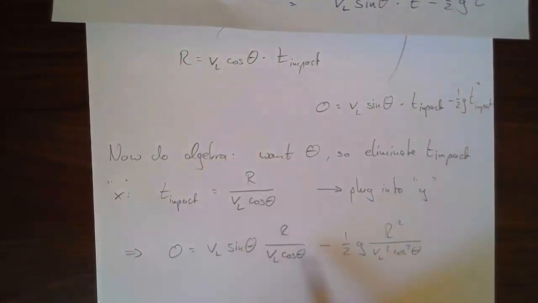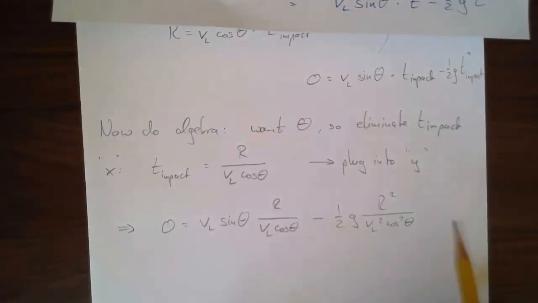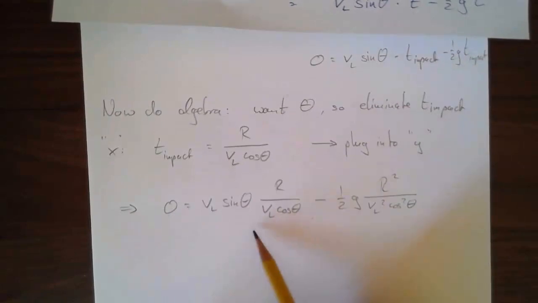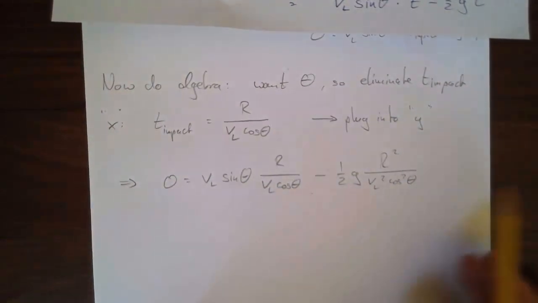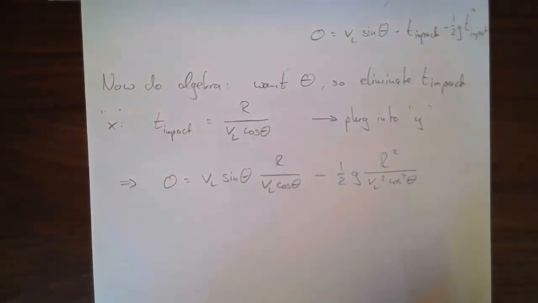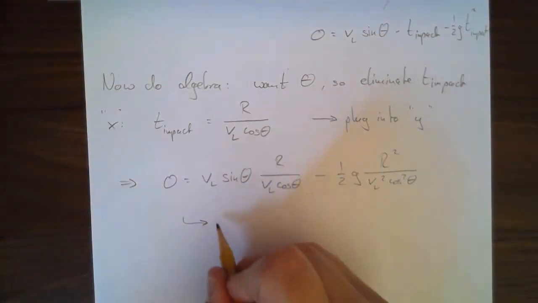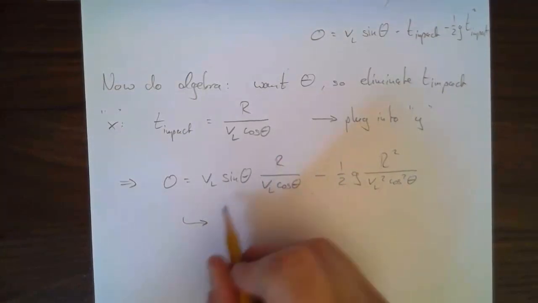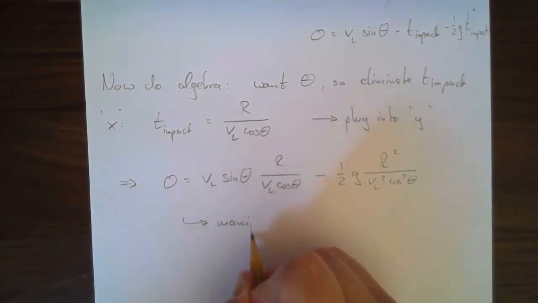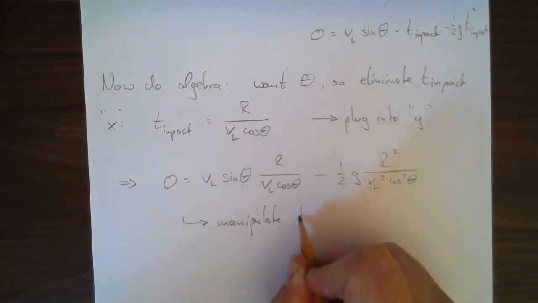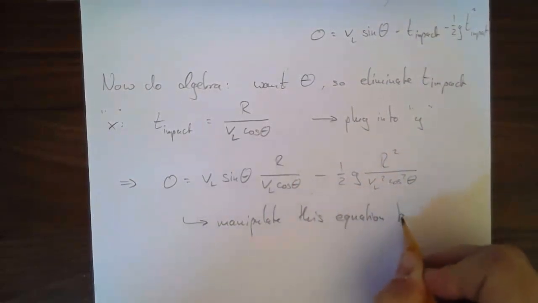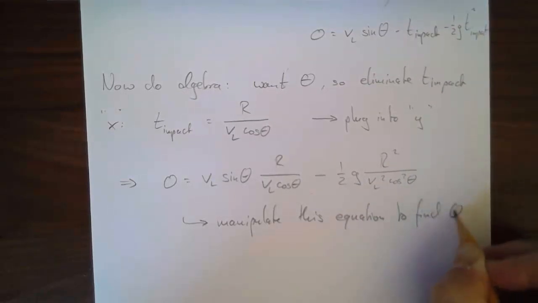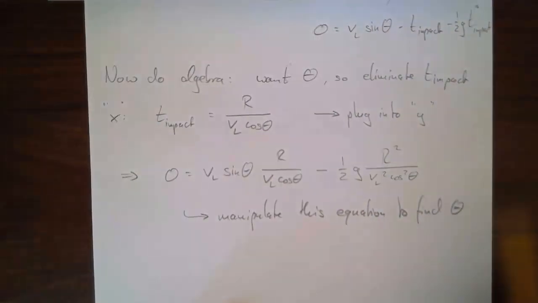Okay. So we want to solve this. This is one equation now that contains just theta. We've eliminated the time, right? So that's one equation. The only unknown is theta, so we just need to do some more algebra to rearrange it. So manipulate this equation to find theta. That's going to be our method.